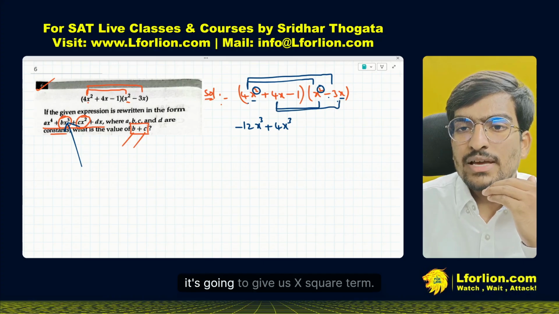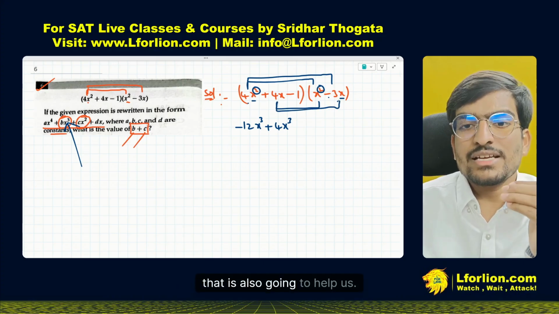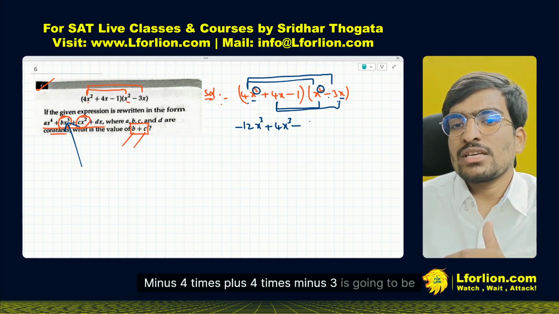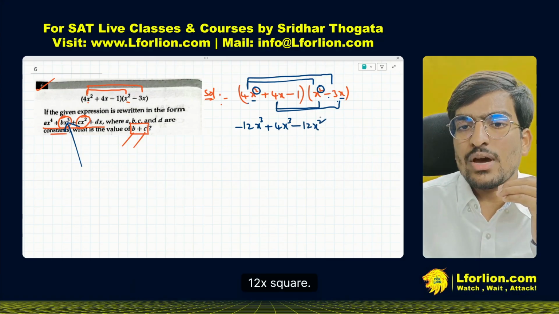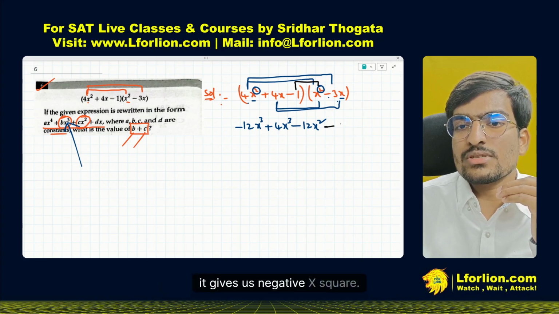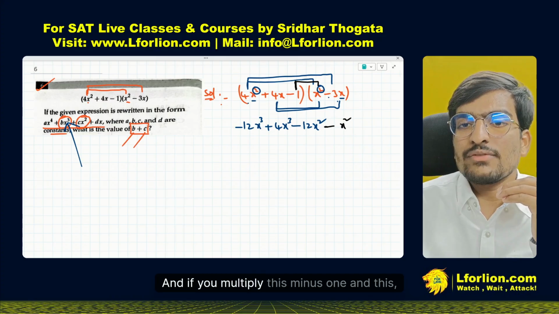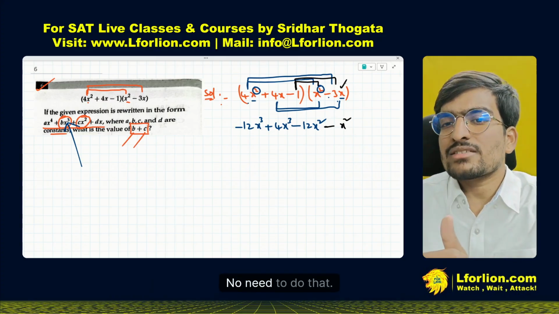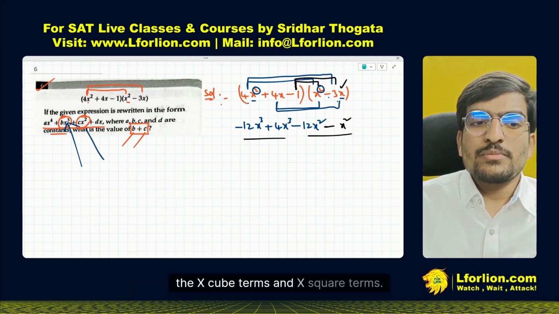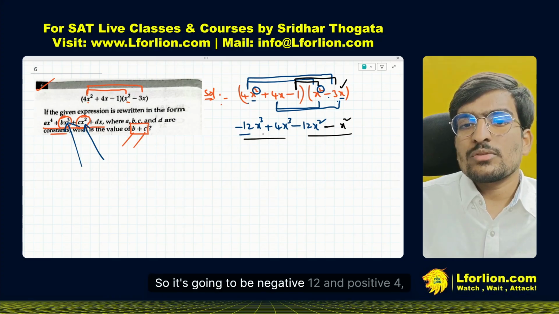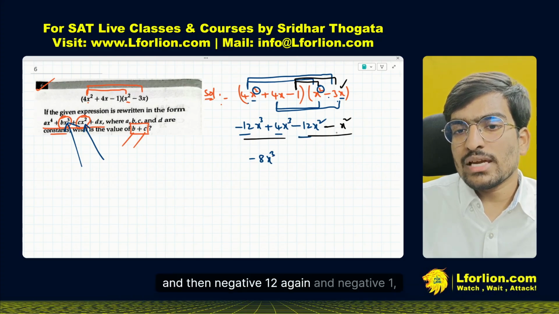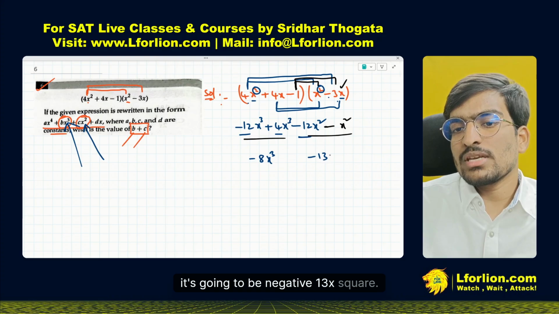And if we multiply this, it's going to give us an x square term. Yes, that is also going to help us. So we go with that. Plus 4 times negative 3 is going to be negative 12x square. Finally, the last one, minus 1 and then x square, gives us negative x square. And if you multiply this negative 1 and this, which gives us x, no need to do that. So only focus on these terms which help us get the x cube terms and x square terms. So it's going to be negative 12 and positive 4, negative 8x cube, and then negative 12 again and negative 1, it's going to be negative 13x square.